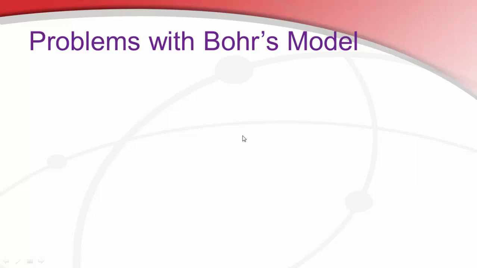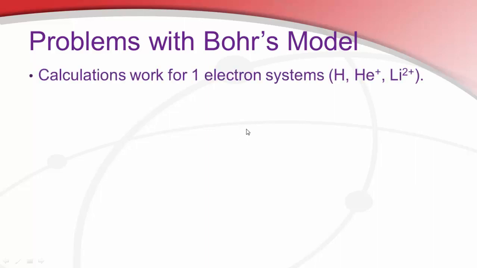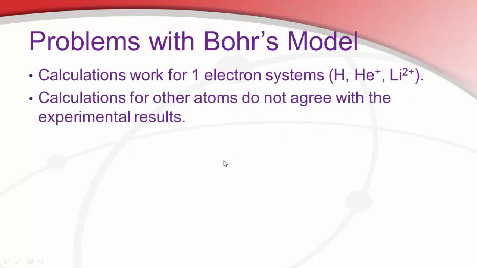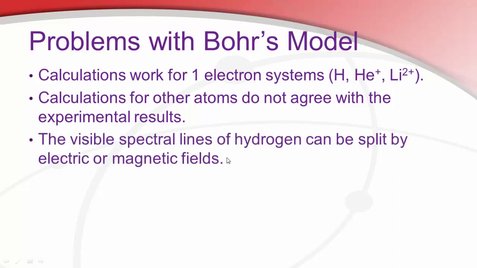But it still had some problems. The biggest one was that his calculations only worked for one electron systems. So you could have a hydrogen atom. You could pull one electron off a helium atom and it could explain it. Or you could pull two electrons off a lithium atom and it would explain it. As soon as there were multiple electrons in there, the calculations didn't agree with experimental results.